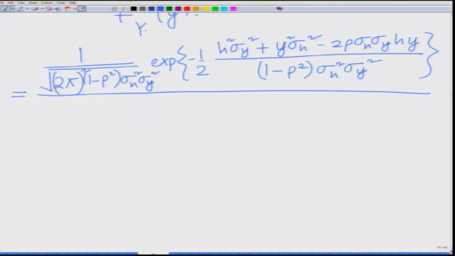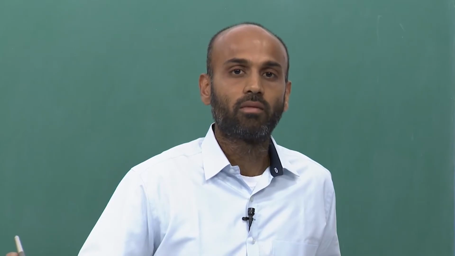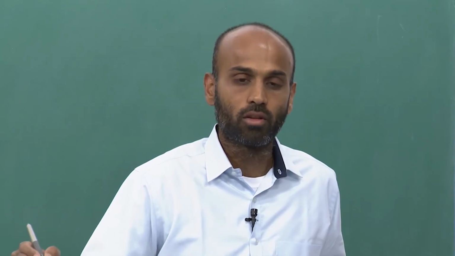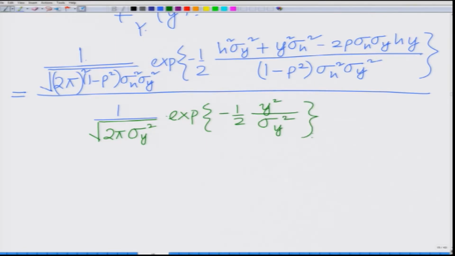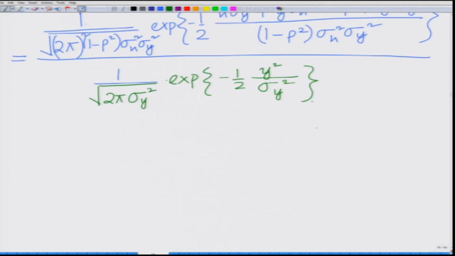We said the marginal probability density function of the observation y is a Gaussian random variable with mean 0, variance sigma y square. Therefore, we have already derived this marginal probability density function of the observation y, and it is given as 1 over square root of 2 pi sigma y square, e to the power of minus half y square divided by sigma y square, and therefore, now I can simplify this. First, let us simplify the multiplying factor. This is under root 2 pi, 1 minus rho square, sigma h square sigma y square, divided by sigma y square.